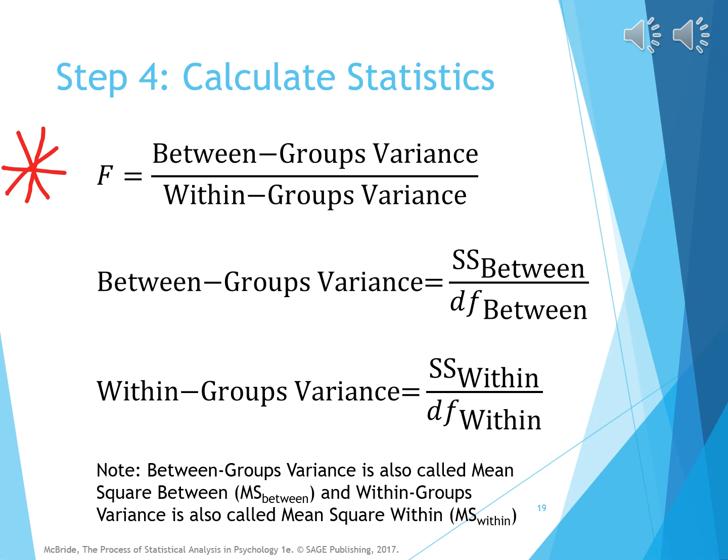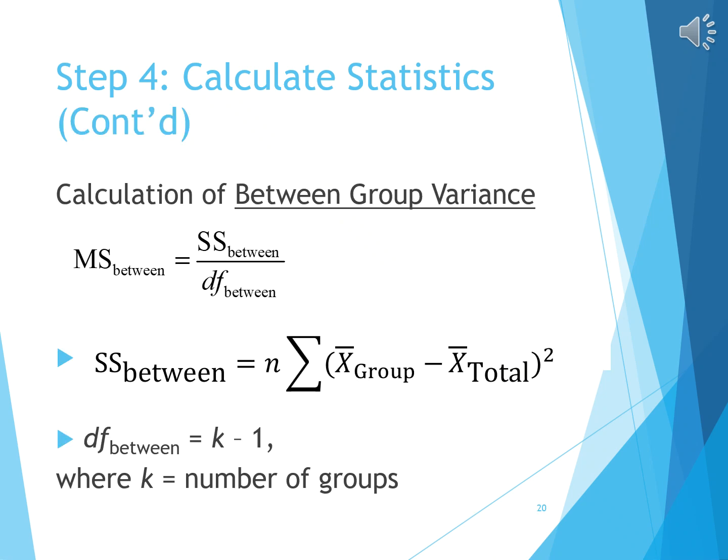And a quick note here that between groups variance is also called mean square between, which is denoted as MS between. And within groups variance is also called mean square within. And that'll make sense as we're going through the actual calculations, but if this pops up in your book, just don't be confused by that. All right, first let's try to calculate the between groups variance, which is also called the mean squared between, and that is equal to sums of squares between over the degrees of freedom between. Sums of squares between, basically you have to multiply the sample size for a group by that group's mean minus the total mean, the grand mean, and square that number.